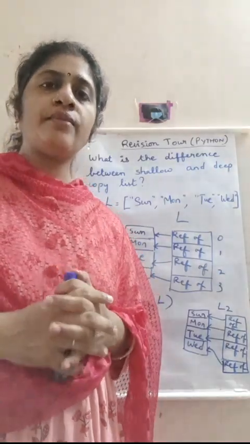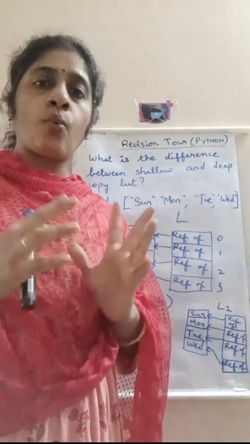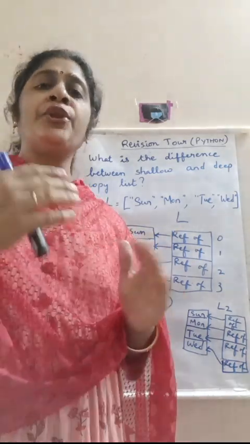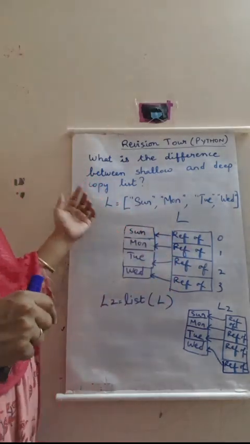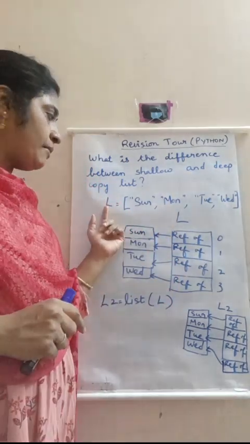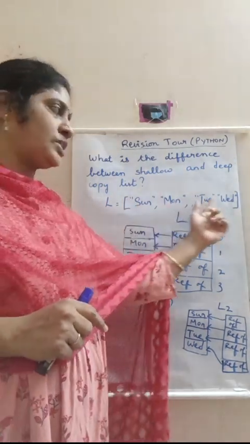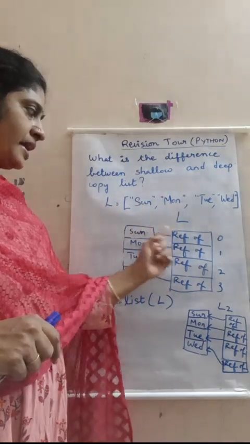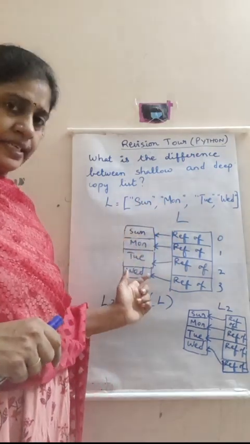As we have seen what a shallow copy is, now we will see what a deep copy is. In deep copy, new memory is allocated for list L2. Suppose I have the same example, list L with values Sunday, Monday, Tuesday, Wednesday. In memory, L is storing the references of Sunday, Monday, Tuesday, Wednesday.